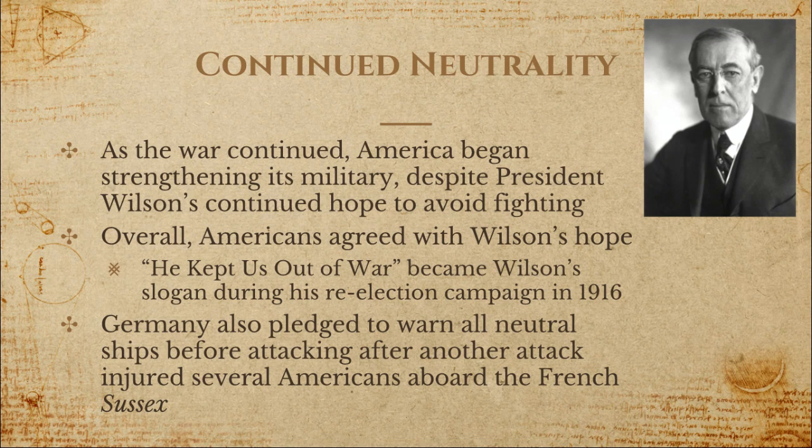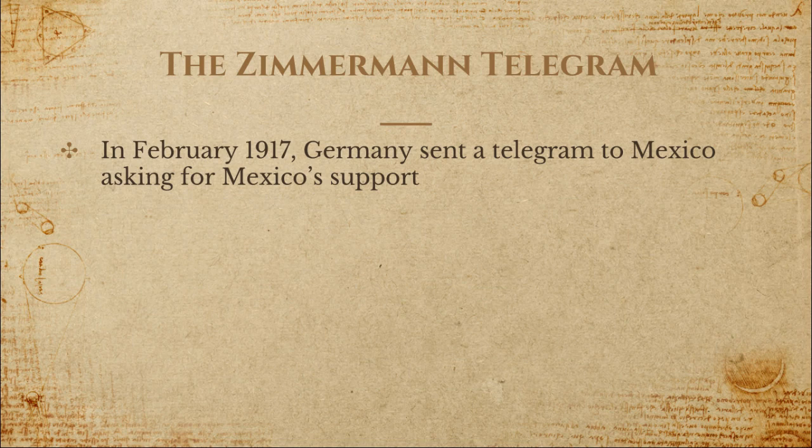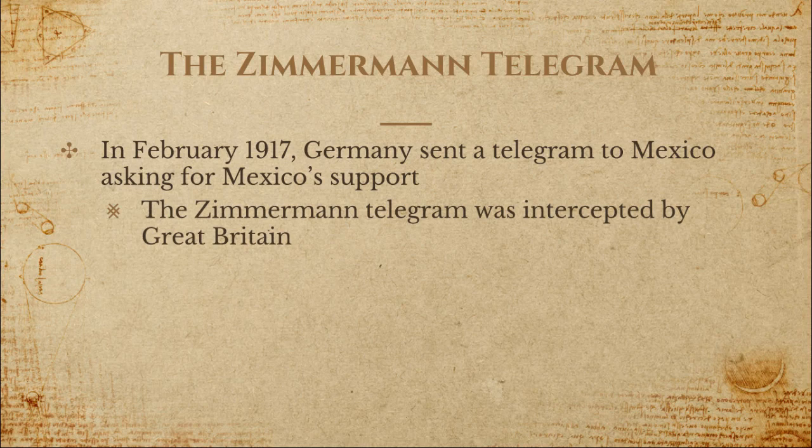Now, there was hope that this would alleviate any tensions lingering amongst Americans. However, American outrage would soon escalate. And it would escalate in February of 1917 when German Foreign Secretary Arthur Zimmermann sent a telegram to Mexico that asked for Mexico's support in the war. This would be known as the Zimmermann telegram, and it was intercepted by Great Britain.